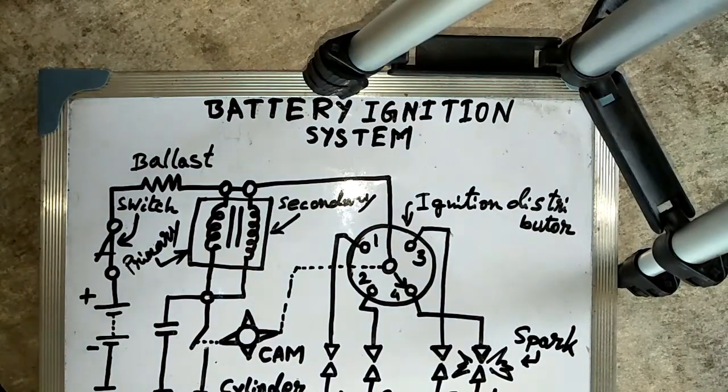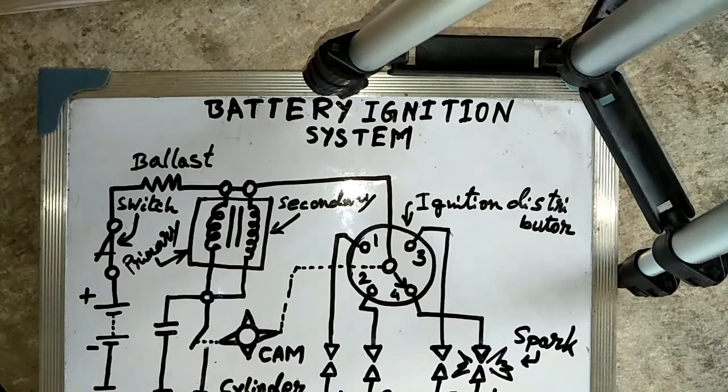Today we are going to learn about ignition system, basically battery ignition systems and magneto ignition system. You have already learned what is ignition system and the basic knowledge of the ignitions. You already learned about that.